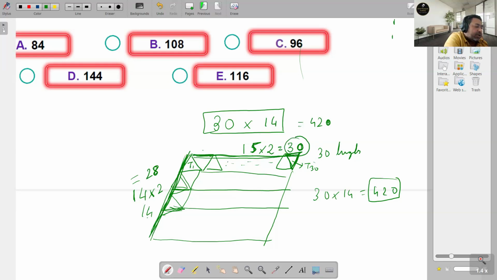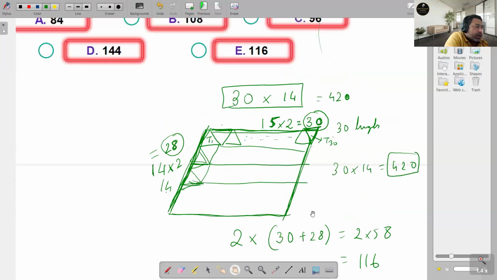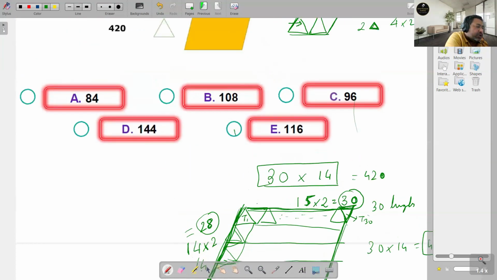And this one is 14 sides, so 14 times 2 will be 28. And the total parallelogram will be 2 times this. So the minimum perimeter of the parallelogram will be 2 times (30 plus 28), which is 2 times 58, which is equal to 116. And 116, option E, is your answer.